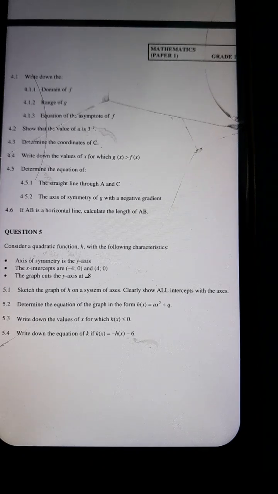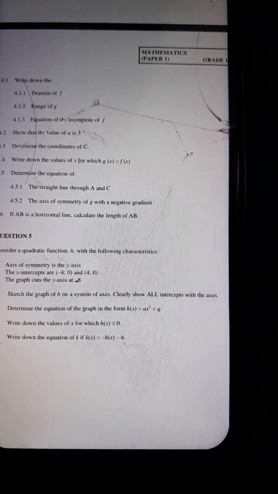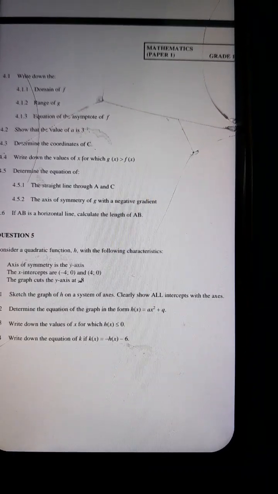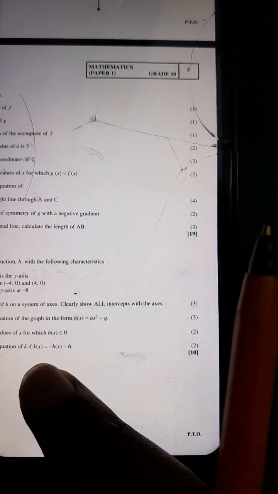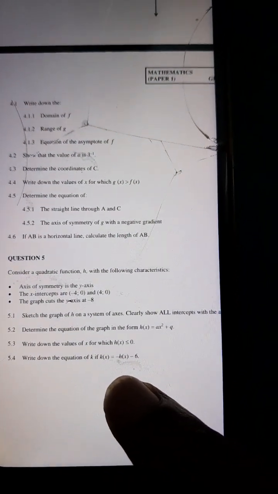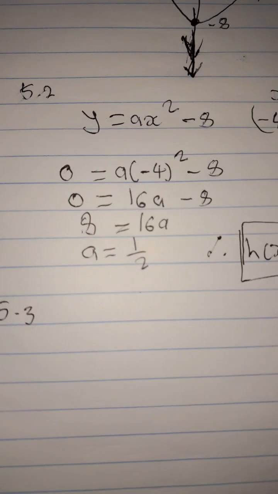So at 5.3, write down the values of x for which h of x is less than or equal to 0. Yes, this will happen at our x values, guys. Let's go back to the graph. We'll find the solution. How many marks is this? That's 2 marks. We'll also look at 5.4. Write down the equation of k if k of x is equal to negative h of x minus 6. That's 2 marks as well. Let's work out these 4 marks, so that we can get these beautiful 10 marks.